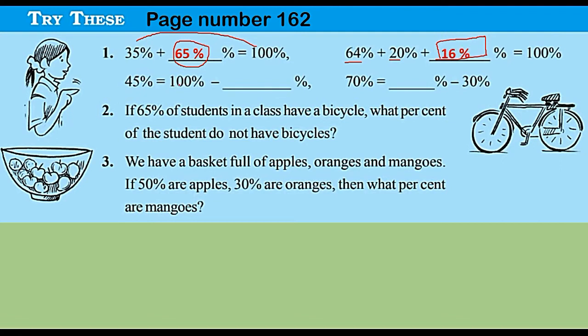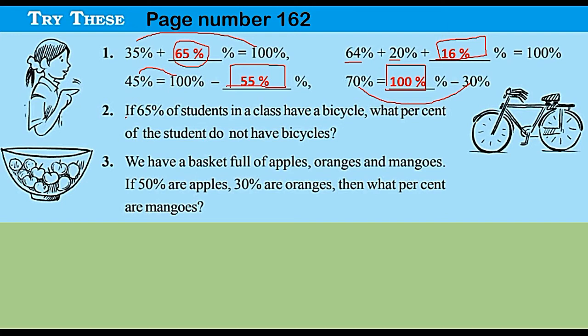Next one, 100 minus what will give you 45%? Just subtract 100 minus 45 and you get 55%. Next, what minus 30% will give you 70%? So just add 70 and 30, you will get 100%.